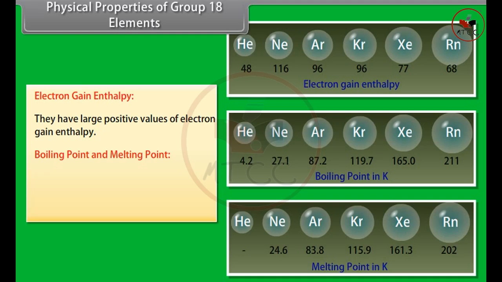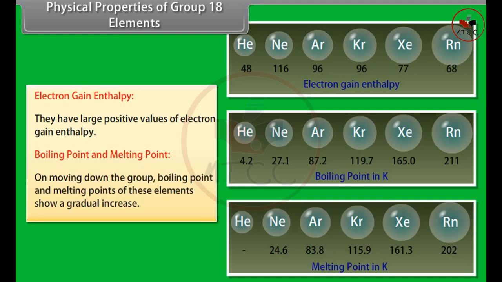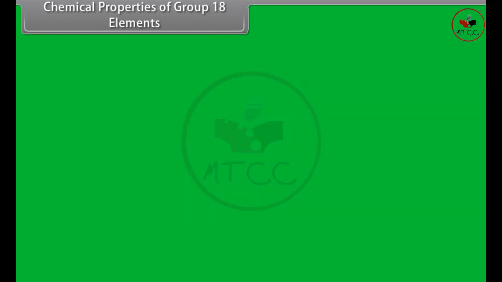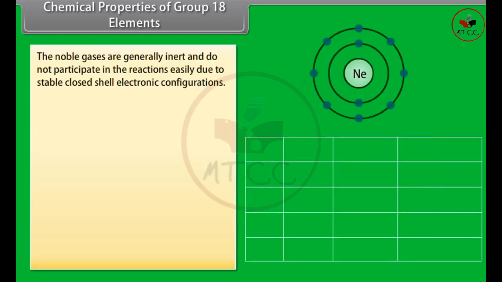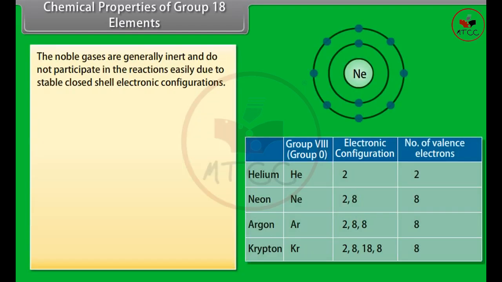Boiling point and melting point. On moving down the group, boiling points and melting points of these elements show a gradual increase due to the corresponding increase in the magnitude of the van der Waals forces of attraction. Chemical properties of group 18 elements. The noble gases are generally inert and do not participate in reactions easily due to stable closed-shell electronic configurations.